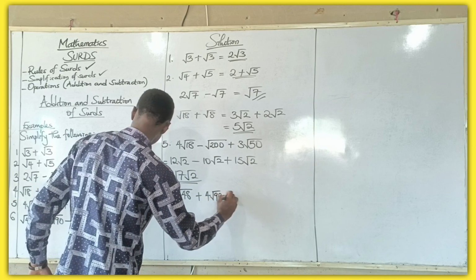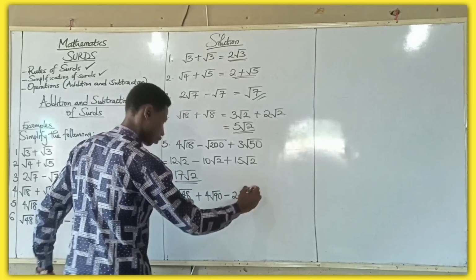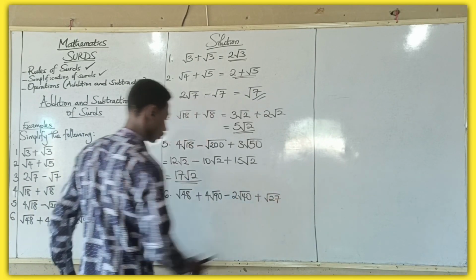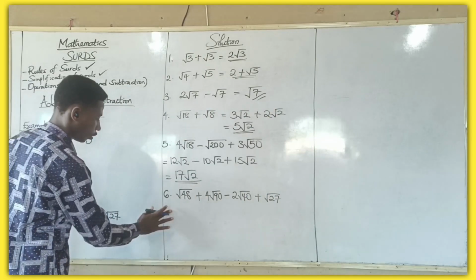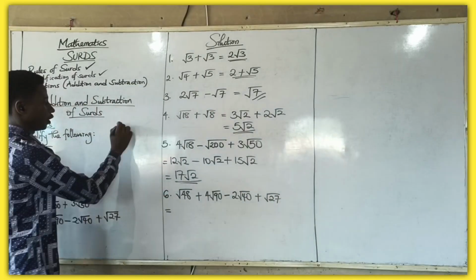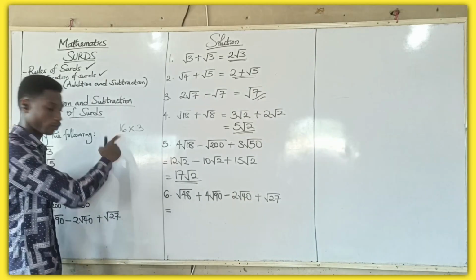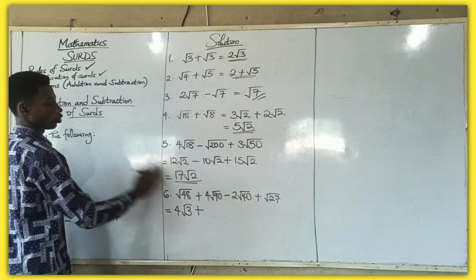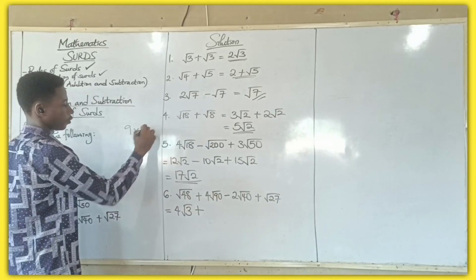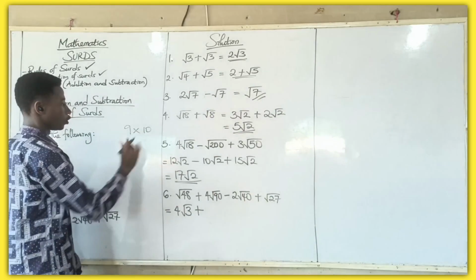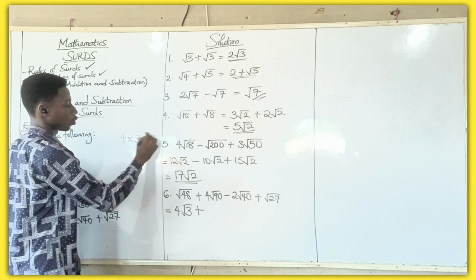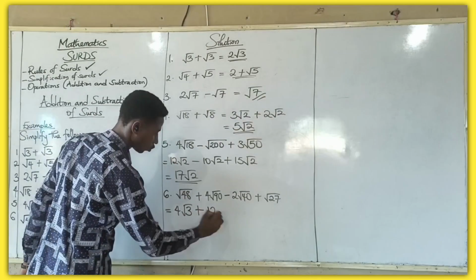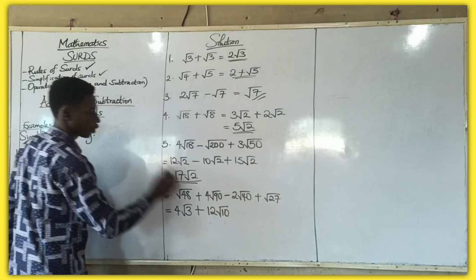So now, number 6, which is the final one here, we have √48 plus 4√90 minus 2√40 plus √27. Simplifying them individually, what do we have? 48 is 16 times 3, and the square root of 16 is 4. So this will be 4√3 plus 90 is 9 times 10. Square root of 9 is 3. So basically what we have is 4 times 3√10. 4 times 3, that is 12√10.